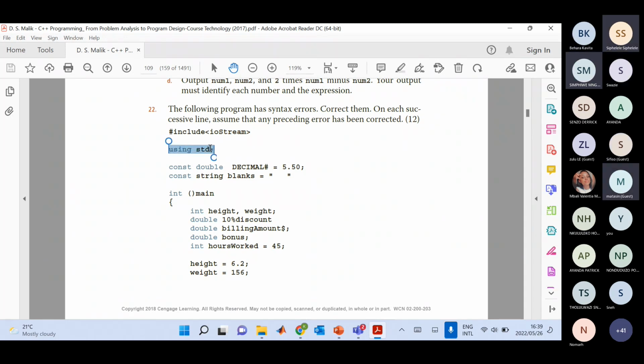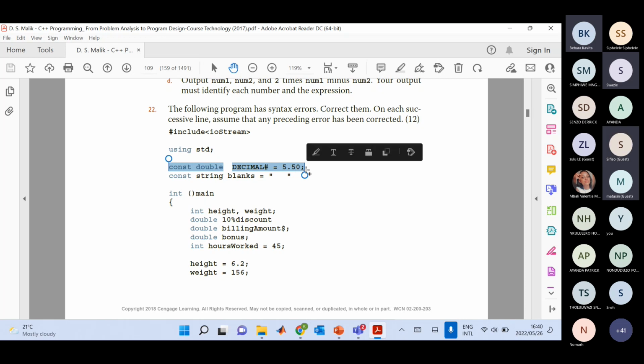Nothing wrong there. Using namespace: there is a word called namespace. Using namespace is known as... Are you clear? Hello? Guys, are you clear? Yes, ma'am. Okay, in this line, what is the mistake?